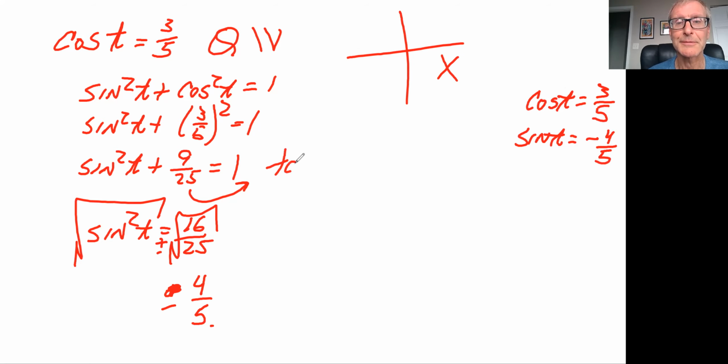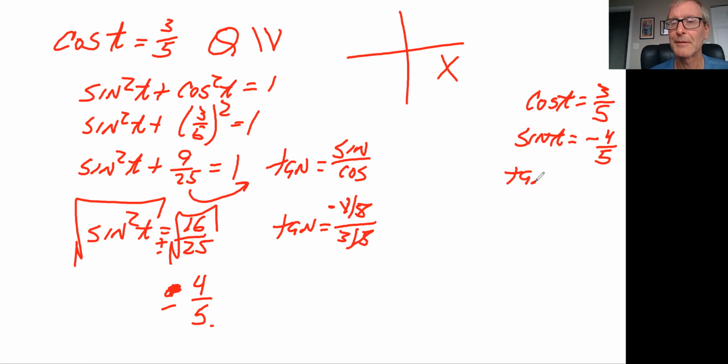So let's do tangent. So tangent, remember, is sine over cosine. And so tangent would be minus 4/5 divided by 3/5. So the 5's cancel. And so you see tan of t is minus 4/3. So all the other ones you just kind of flip-flop. So none of them are 0, so all of them are defined, right?